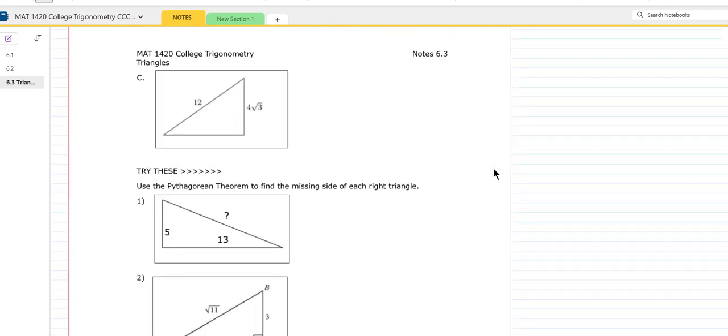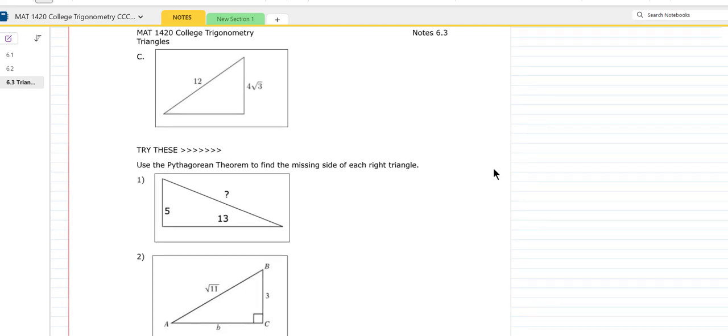Okay, so what I want to do is one more here. And with this one, the hypotenuse is going to be C. I'll call that A and I'll call that B. A and B are interchangeable. So if I do A squared, I'll have 4 square root of 3 squared plus B squared equals C squared.